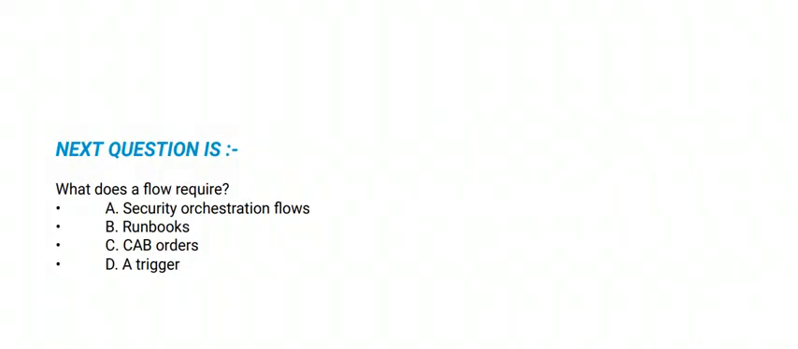Next question is, what does a flow require? Options are: Option A, security orchestration flaws. Option B, run books. Option C, CAB orders. And option D, a trigger. The correct option is option D.